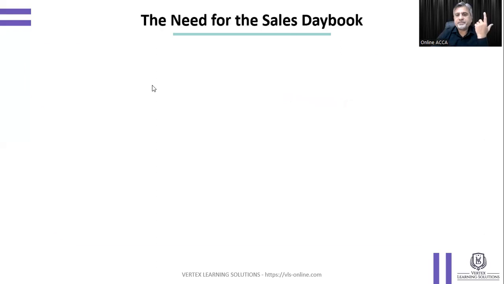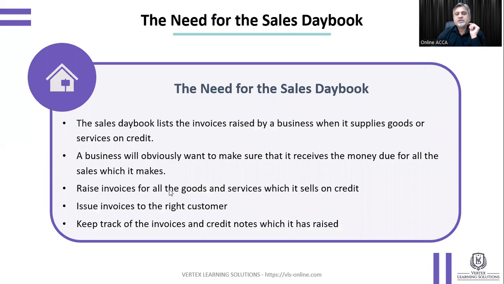Why do we put them separately? The need for the sales day book. The sales day book lists the invoices raised by the business when it supplies goods or services on credit. A business will obviously want to make sure that it receives the money due for all the sales which it makes on credit, and to raise invoices for all the goods and services which it sells on credit.